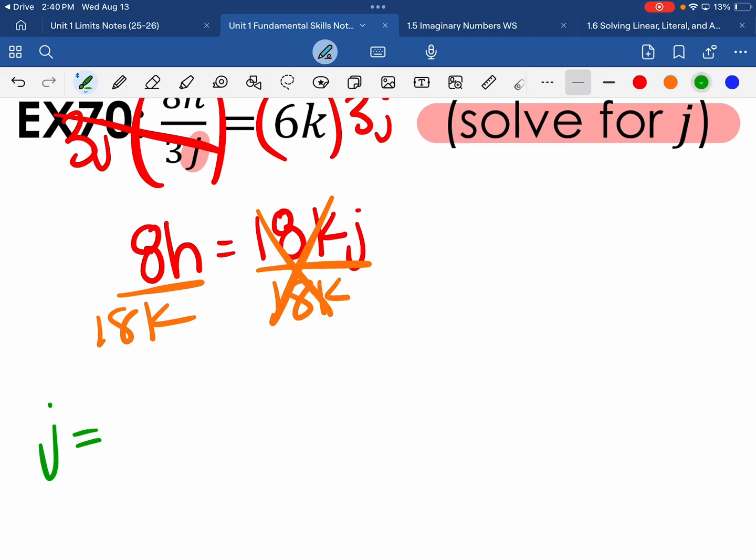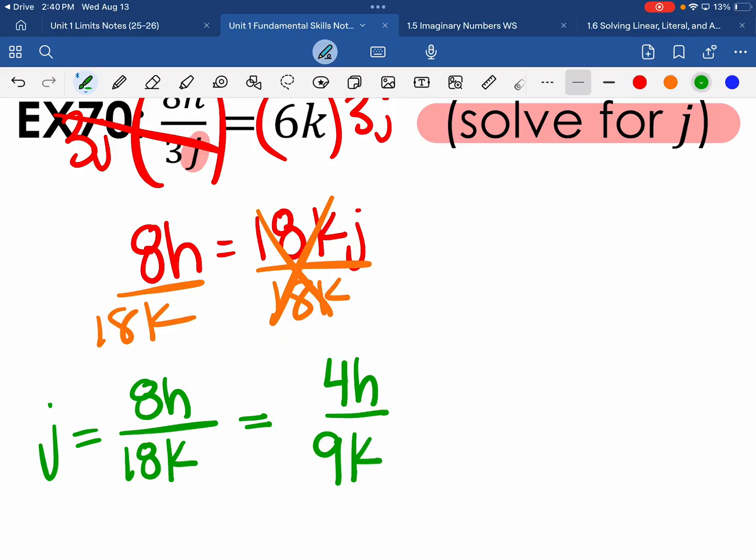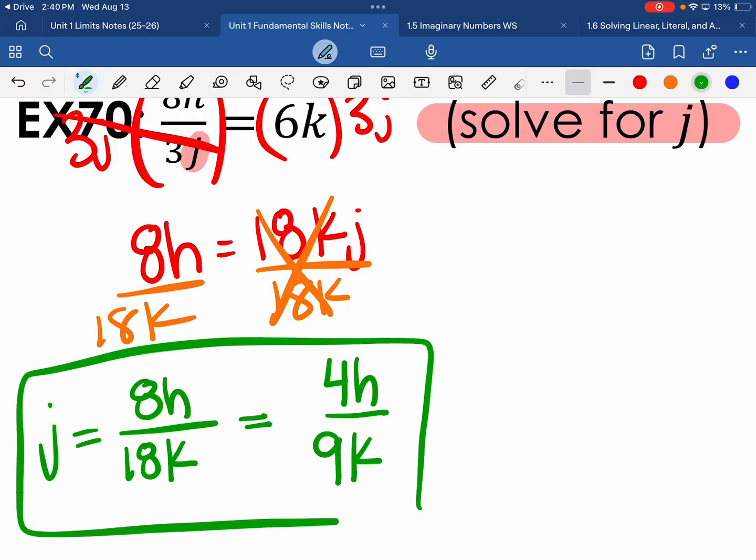So j is going to be 8h over 18k, which reduces to 4h over 9k, because 18 and 8 are both divisible by 2. Is that okay?